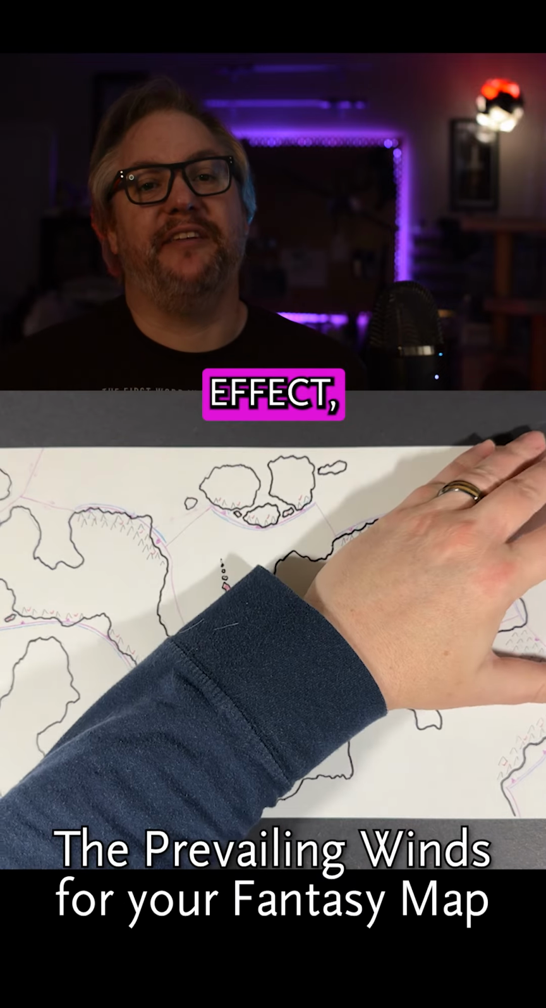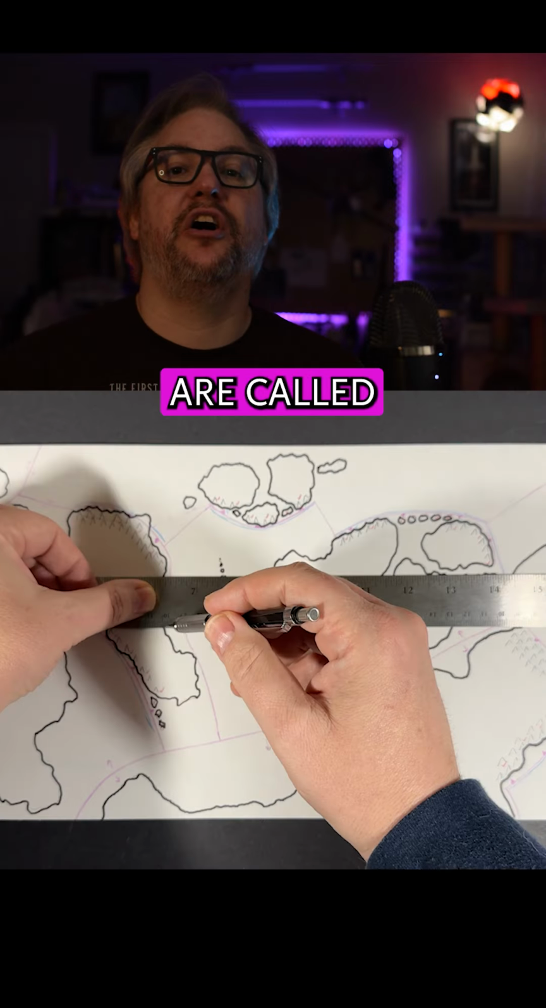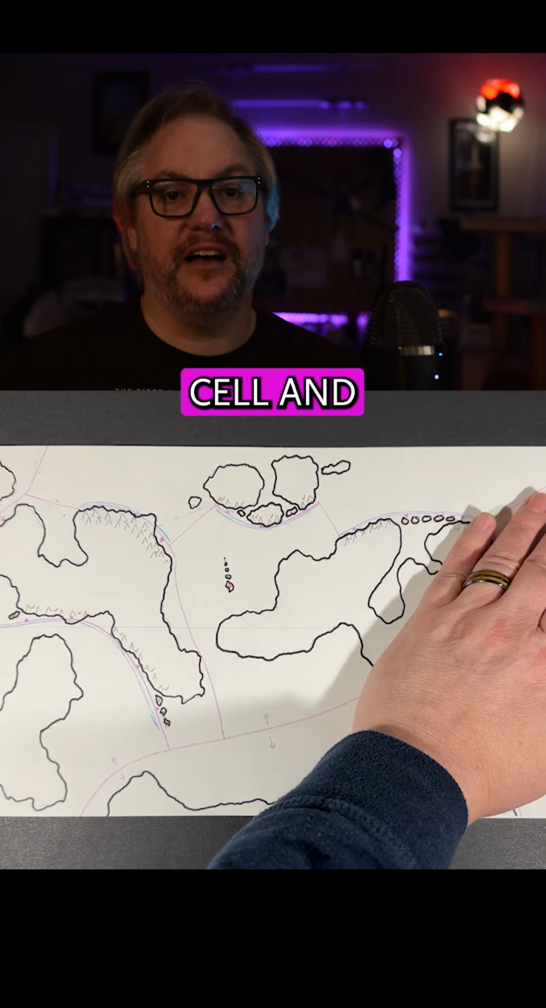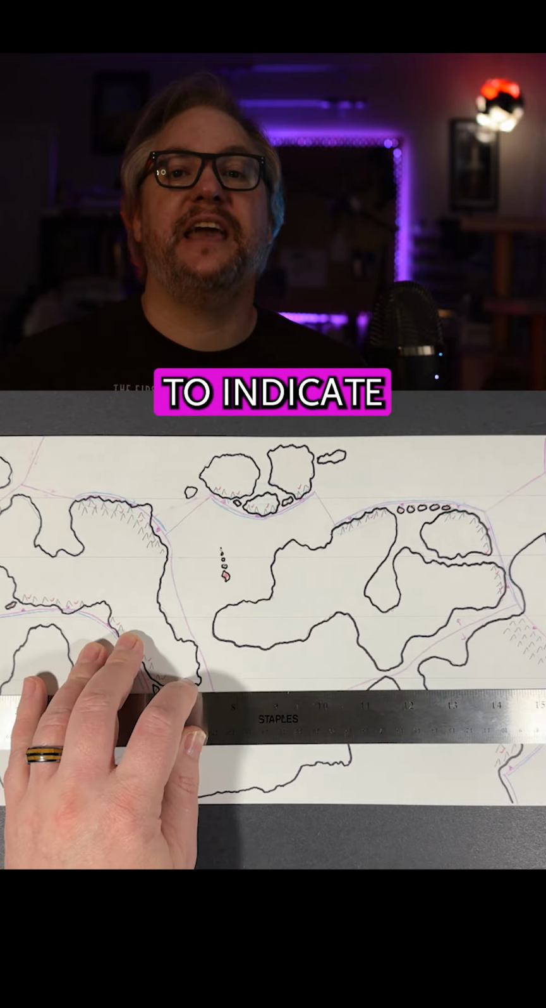Because of the Coriolis effect, we have 3 rotating wind cells per hemisphere. These cells are called the Hadley cell, the Ferrel cell, and the polar cell. I'll divide each hemisphere into 3 bands to indicate the 3 cells.